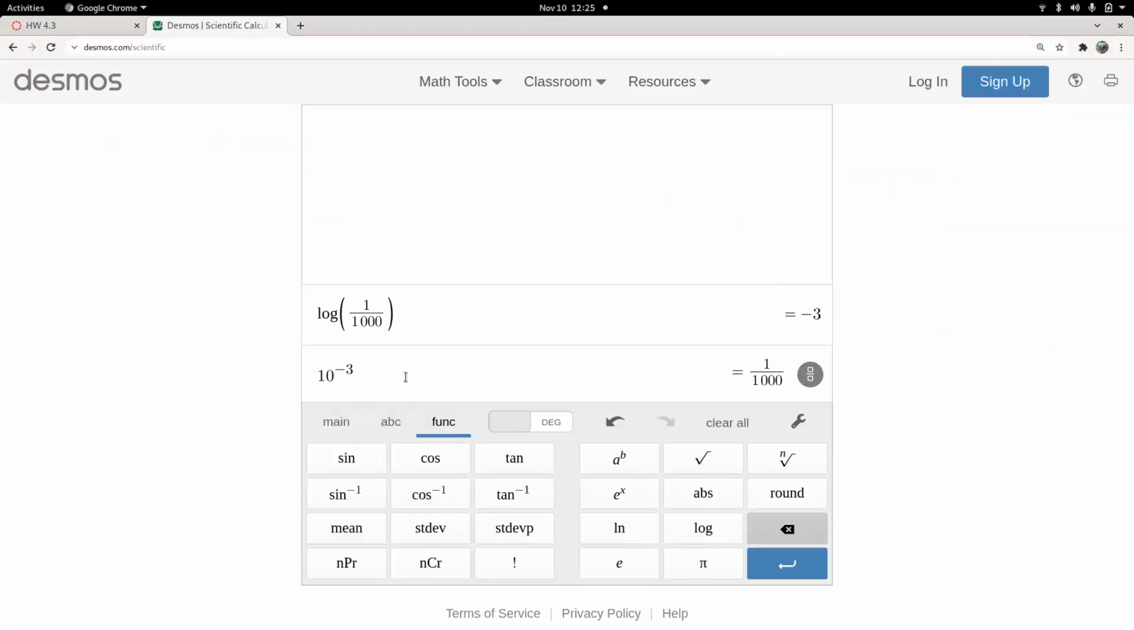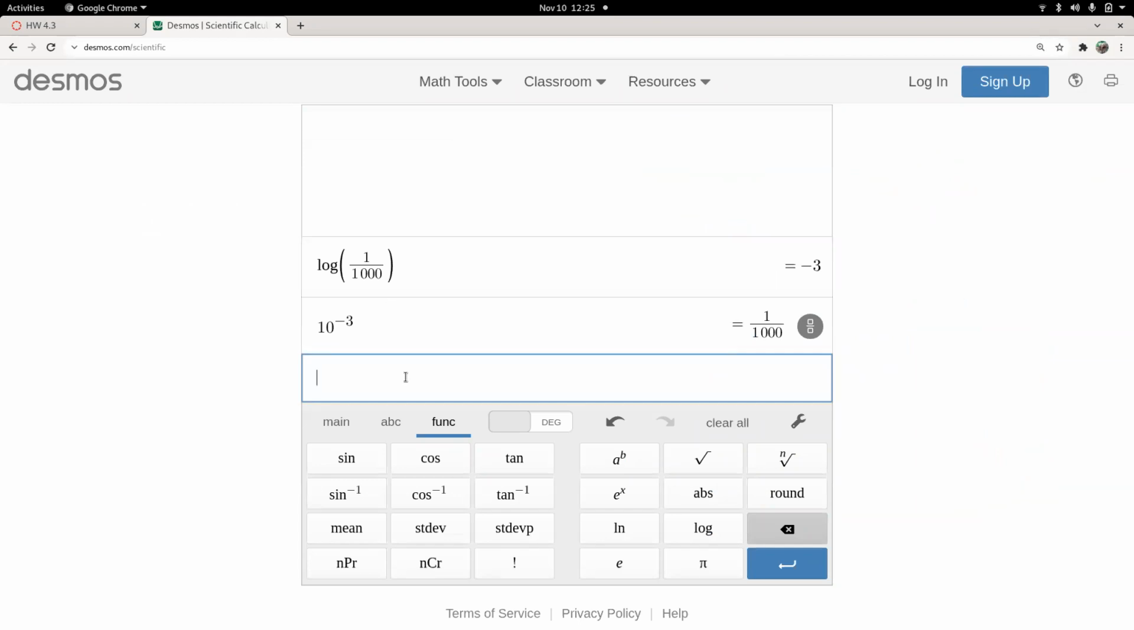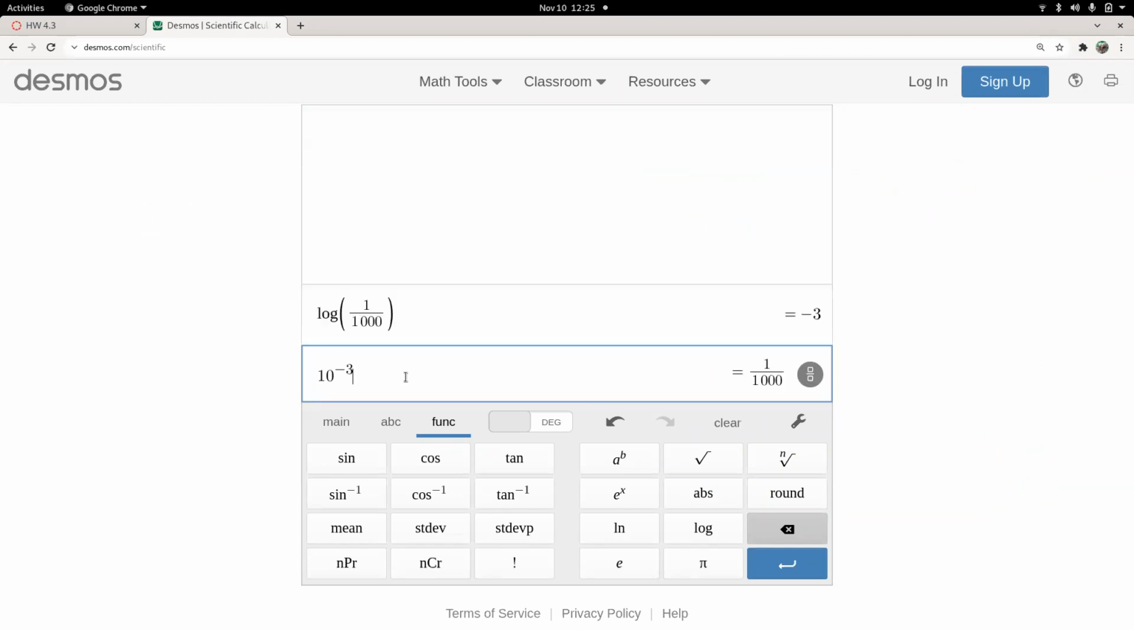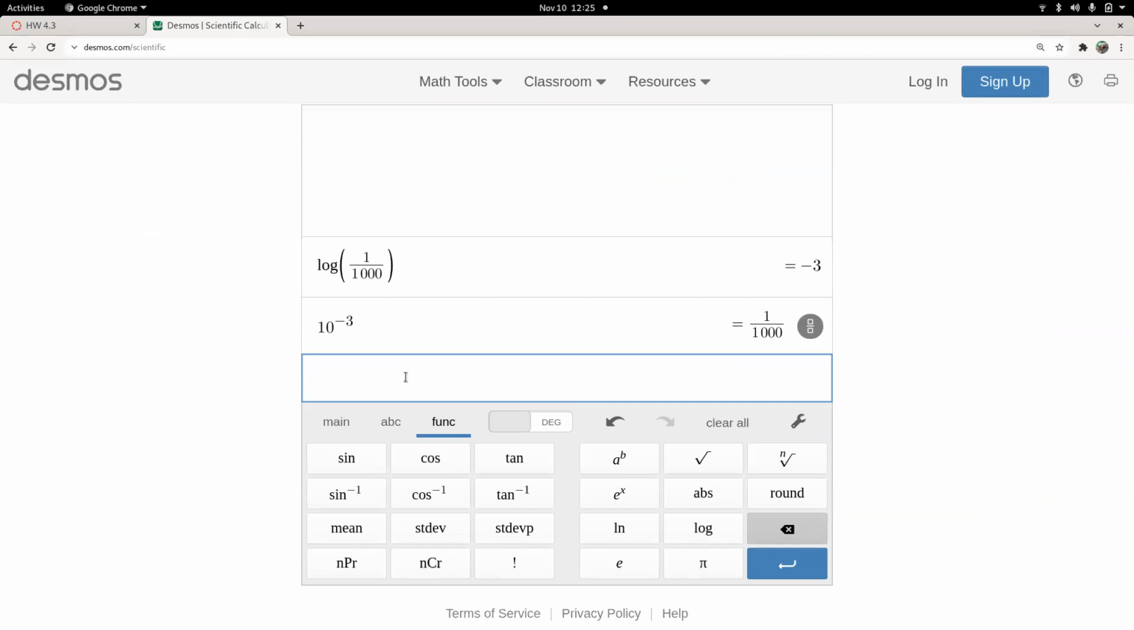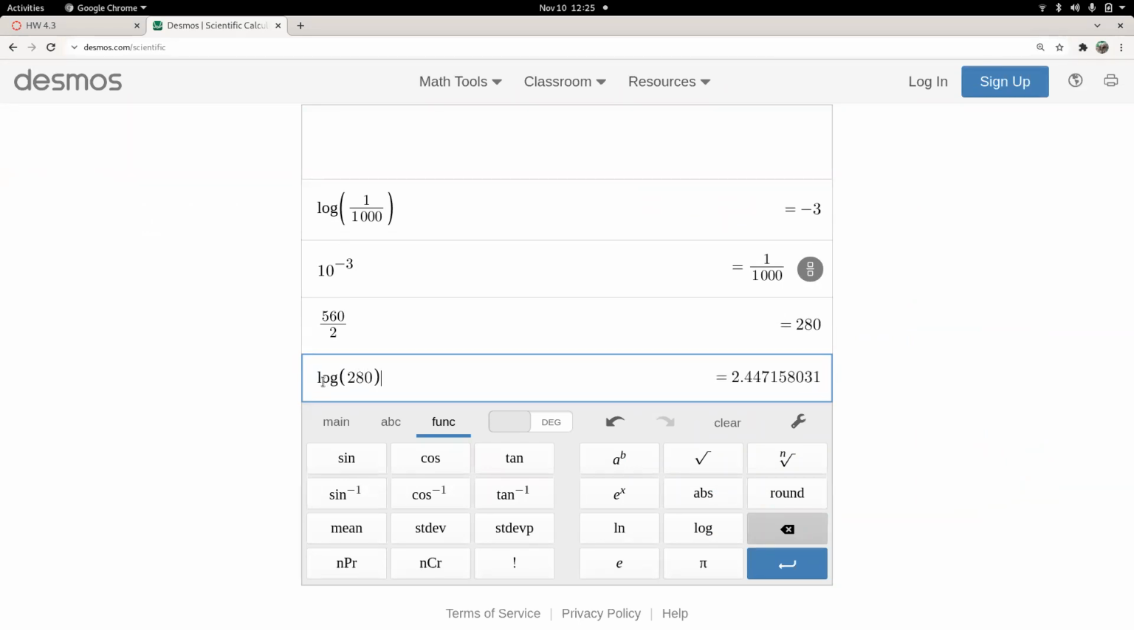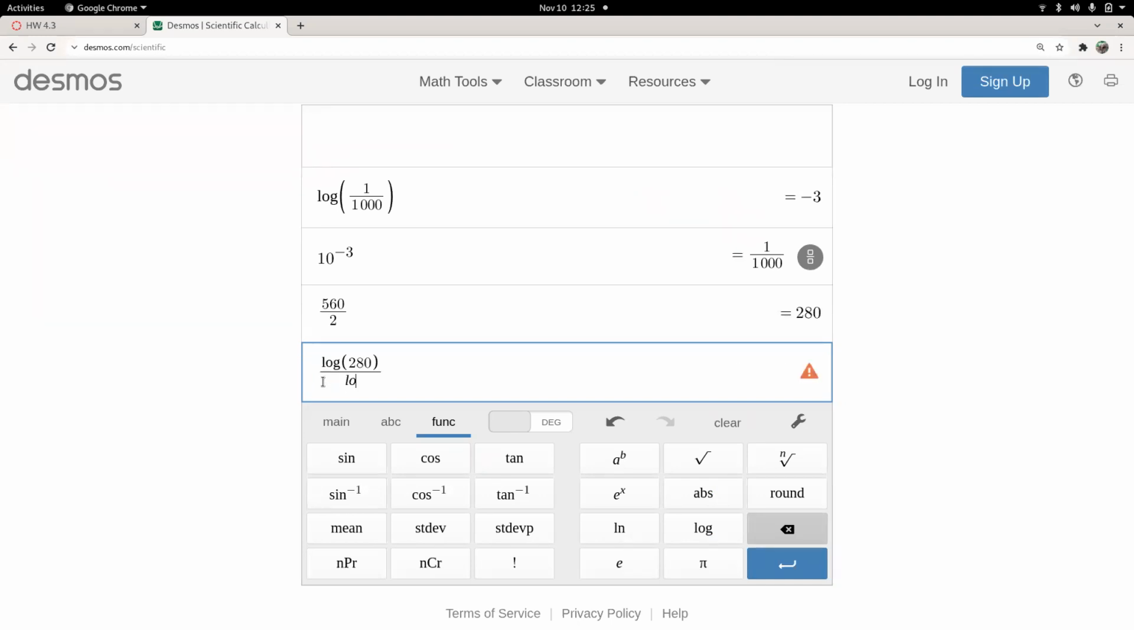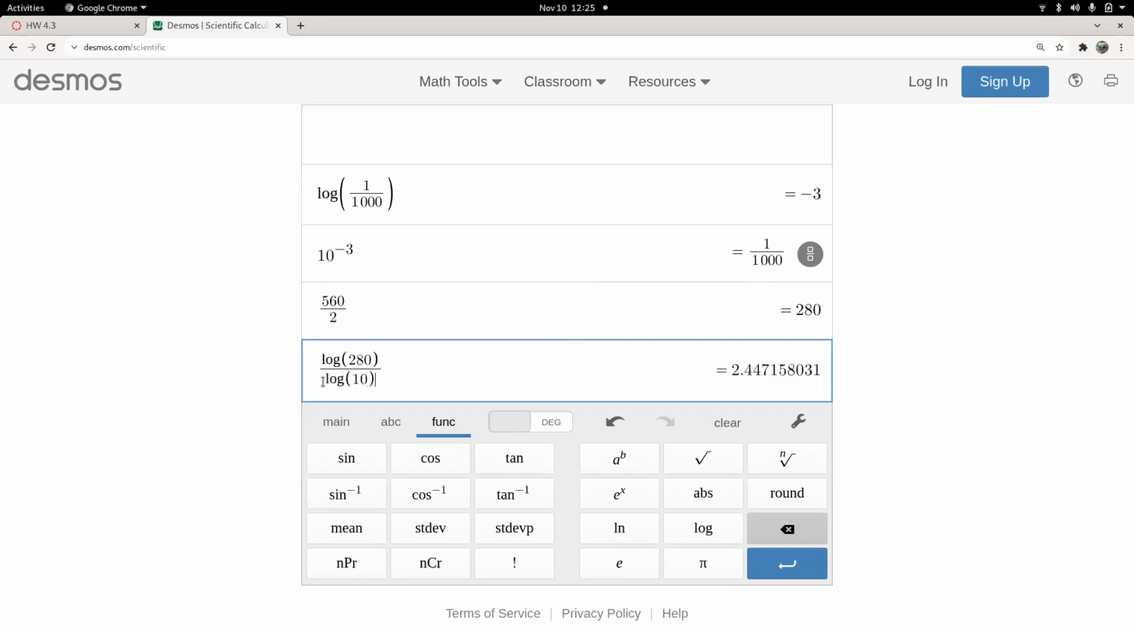Let's check out that thingy on a calculator. Log, I should make sure I got that 280 right. Let's see, that was 560 over 2. Got it right. All right, so then I want the log of that 280 divided by the log of 10. Oops, I should use parentheses, even though the calculator didn't care. And oh, wait a minute, that's interesting. That looks like the same number I had a second ago. Let's go 3 decimal places, 2.447.